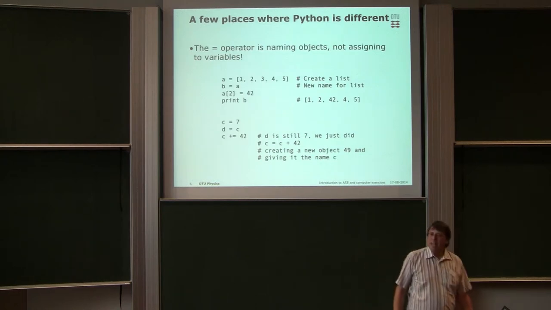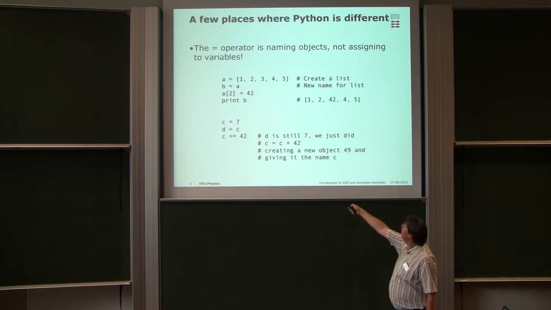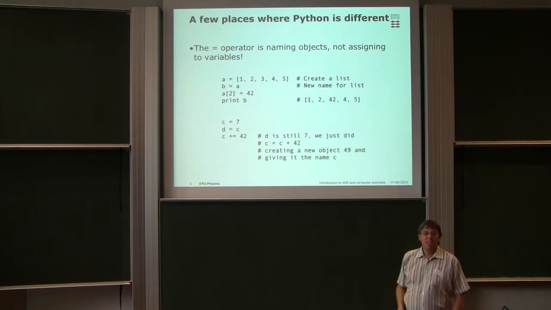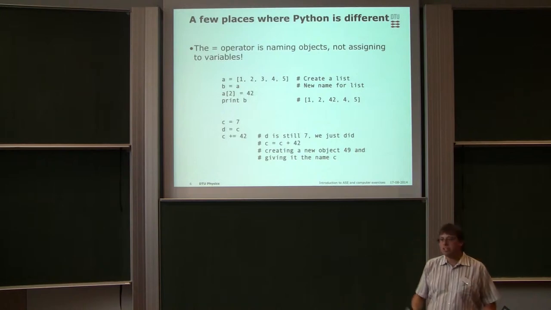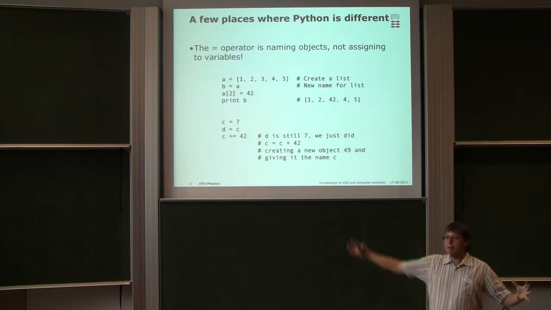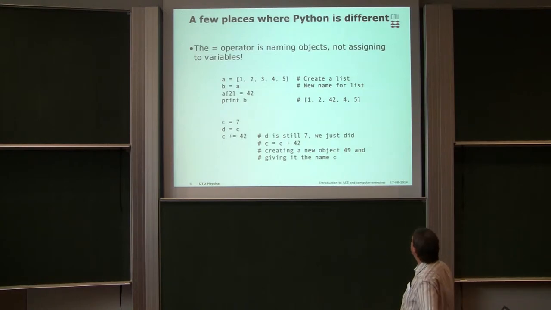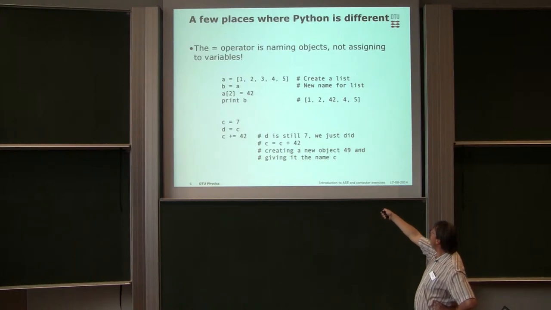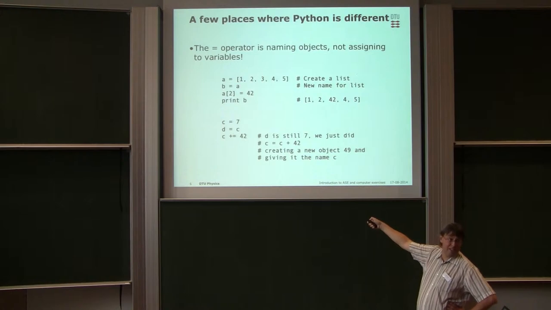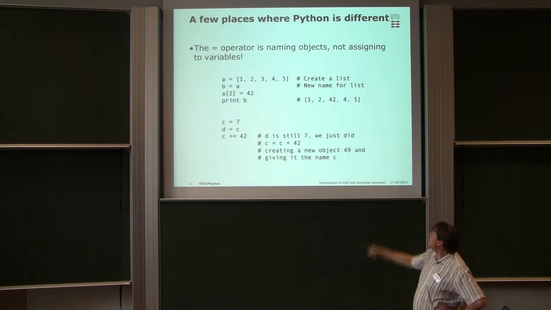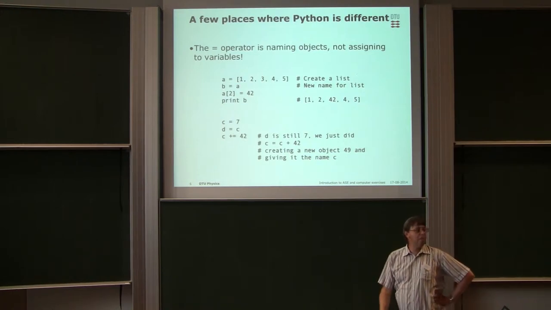Then one thing that really is different and that people sometimes get in trouble with is that the equal sign operator is not a variable assignment. It does not create a new variable and store a copy of the object there. It's giving the old variable a new name. So you can see that here, if you say, here you make A a list of these five numbers. Now B does not copy the list. Instead, B just becomes a new name for the same list.